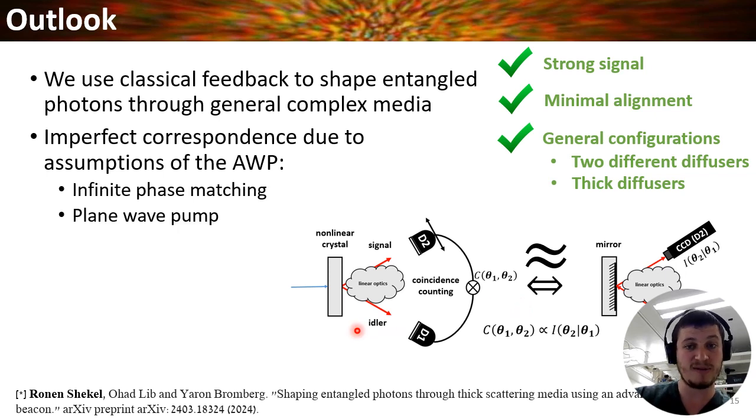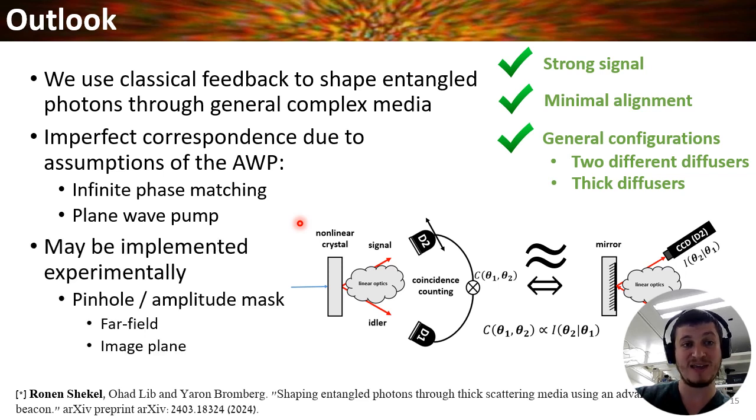This is mainly due to several assumptions of the advanced wave picture. Namely, it assumes infinite phase matching, meaning that the SPDC light is emitted to all angles with equal amplitude, and also a plane wave pump, which allows us to switch the nonlinear crystal with a large mirror. If you want to get even better correspondence between the classical and quantum signal, we can actually implement these experimentally using either a pinhole or some amplitude mask in the far field to emulate the phase matching, and in the image plane to emulate the pump wave profile.